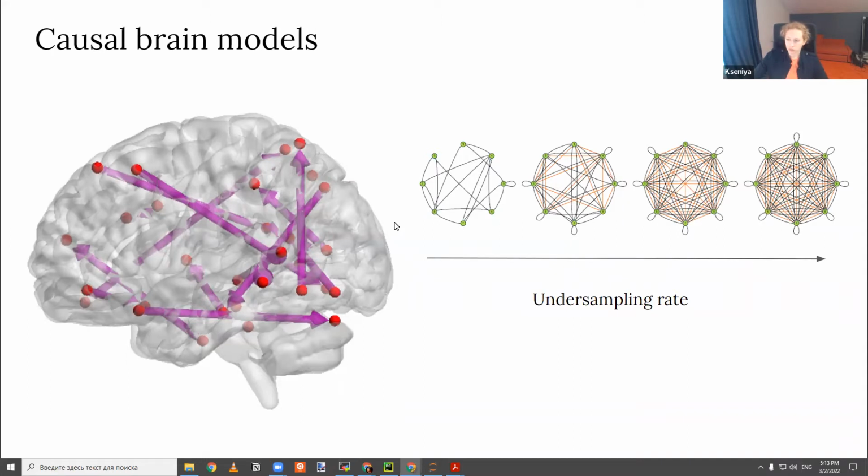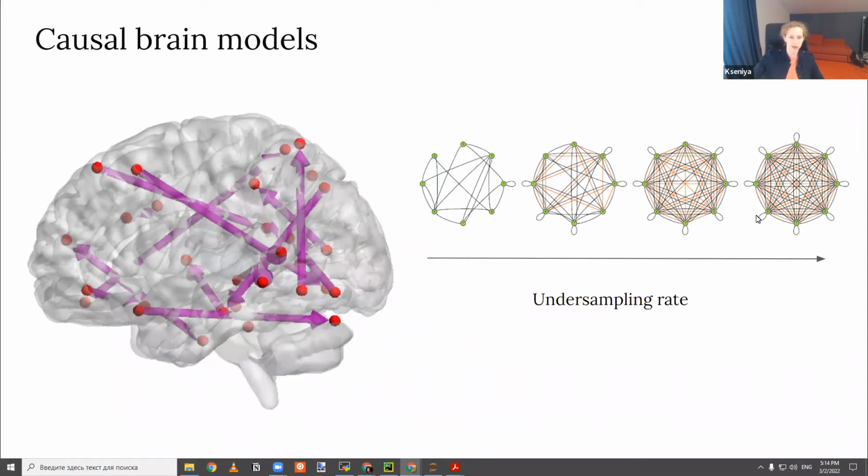And the other thing is that measuring devices are slower than the processes in the brain. I mean, for example, for fMRI. Therefore, we can observe not true causal systems, but systems with a kind of undersampling rate, where there are more connections than in the initial system.